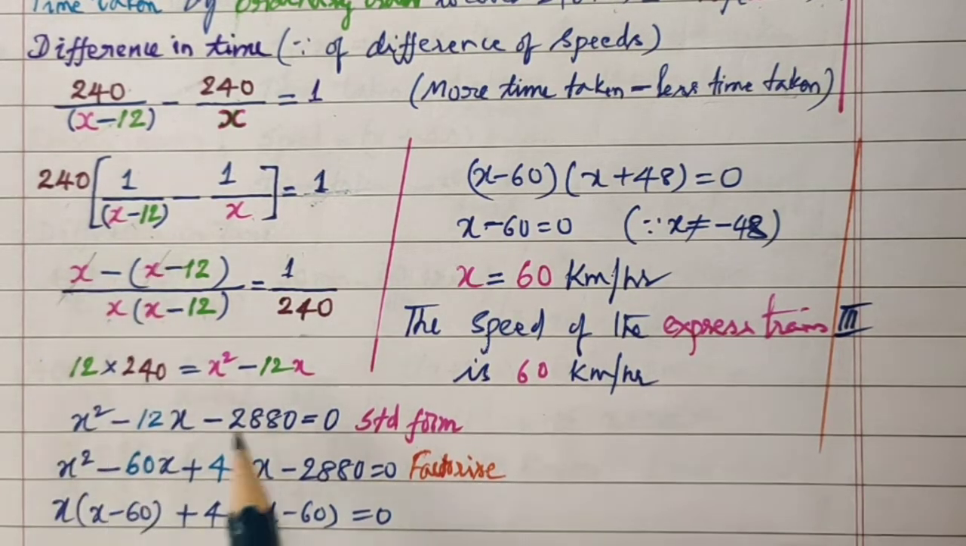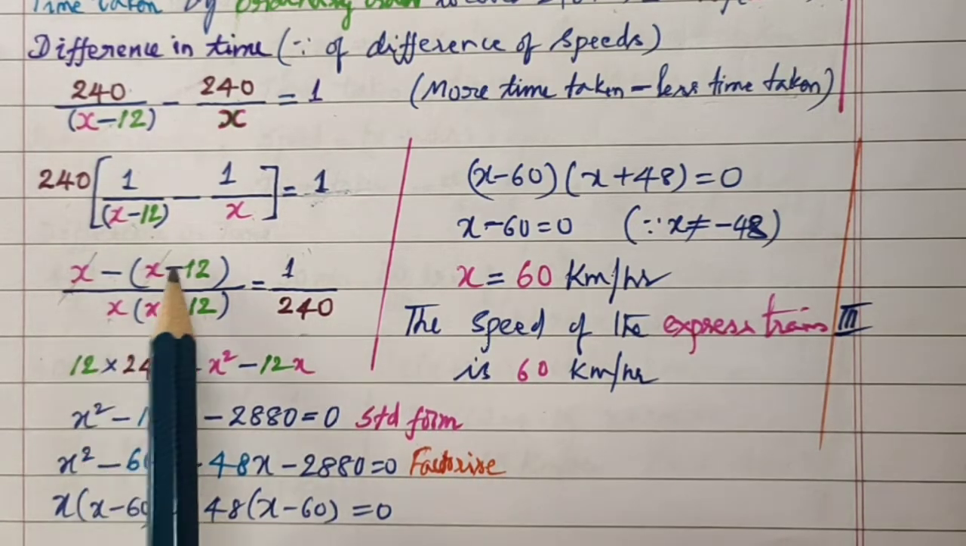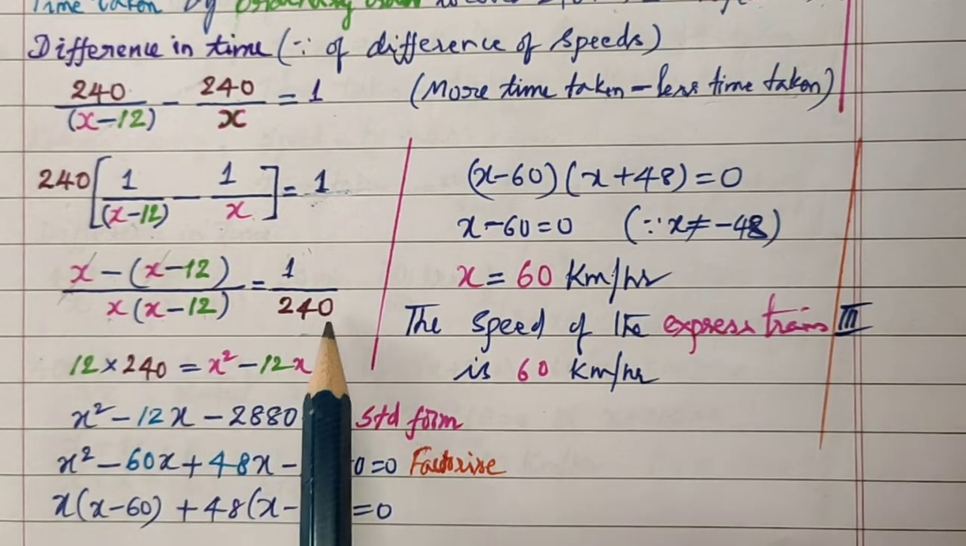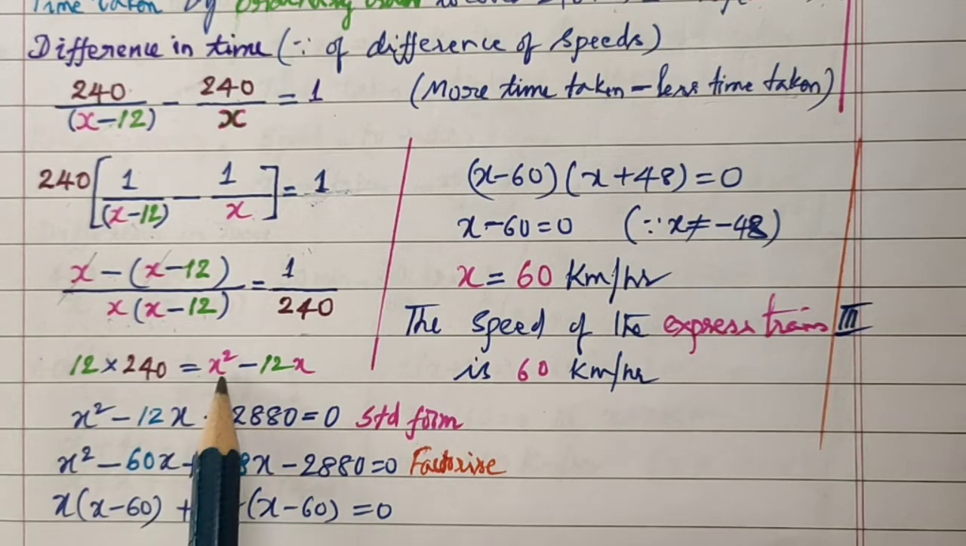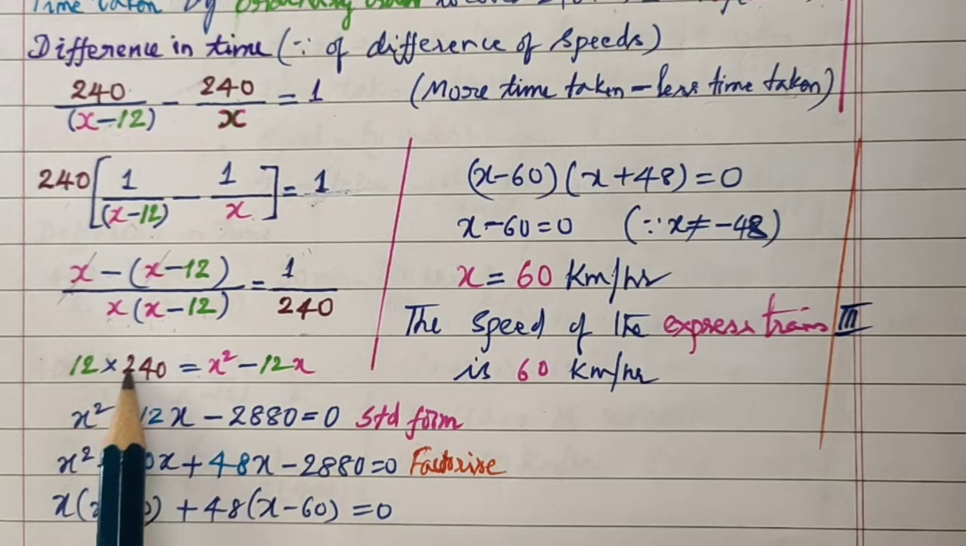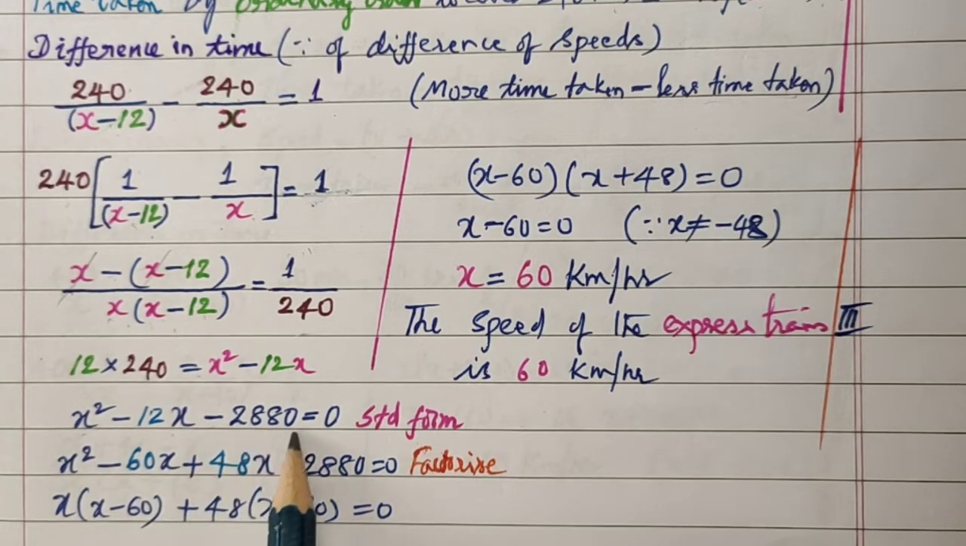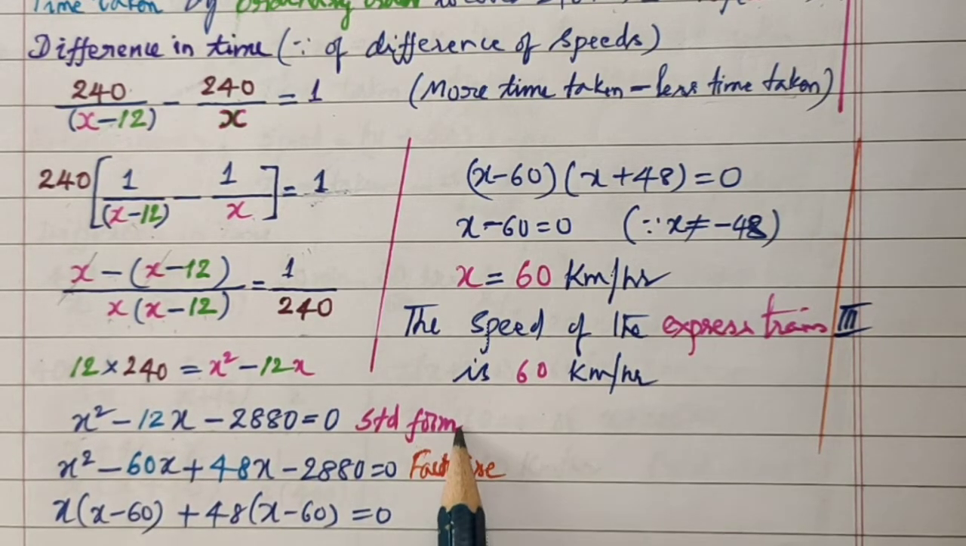This x and this x got cancelled, this into this and this into this, minus into minus will be plus, 12 into 240. 12 into 240 is equal to x square minus 12x. Then bring the x square towards the right: x square minus 12x minus 2880 is equal to 0. This is the standard form of a quadratic equation.